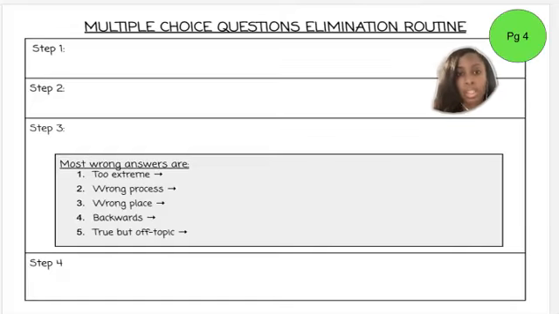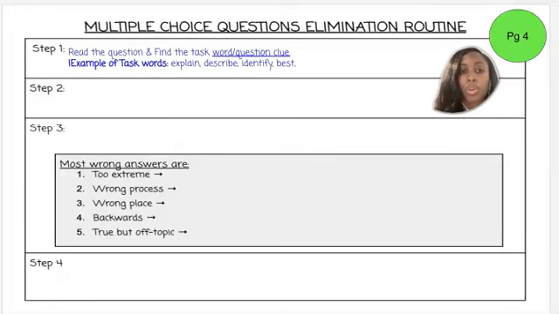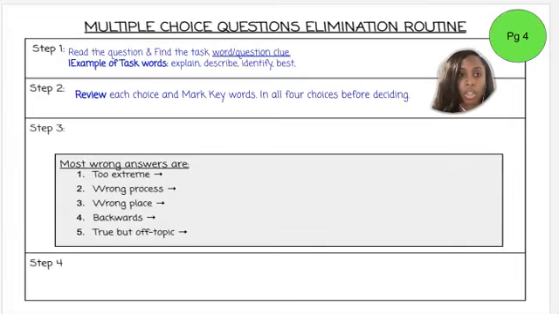So there are 4 key steps. The first step is for you to read the question, and you're going to find the task word or the question clue. So in all multiple choice questions, they have a task word. So they're going to tell you to explain something, describe something, choose the best. And then they're going to have a question clue. So they can say, hey, use evidence, use the model. You need to actually make sure that you're paying attention to those keywords to be successful in answering those questions.